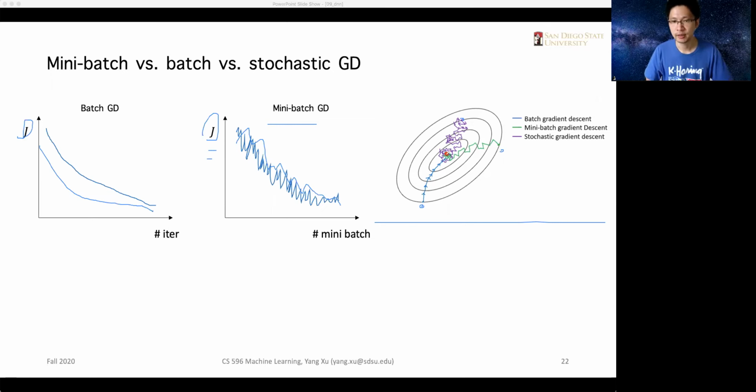But in practice we use mini batch, and this makes the training actually faster, because each iteration takes less time than batch, but it also maintains a basically correct direction. This is compared to this purple, totally stochastic gradient descent, and stochastic descent is more risky in not finding the minimum point.